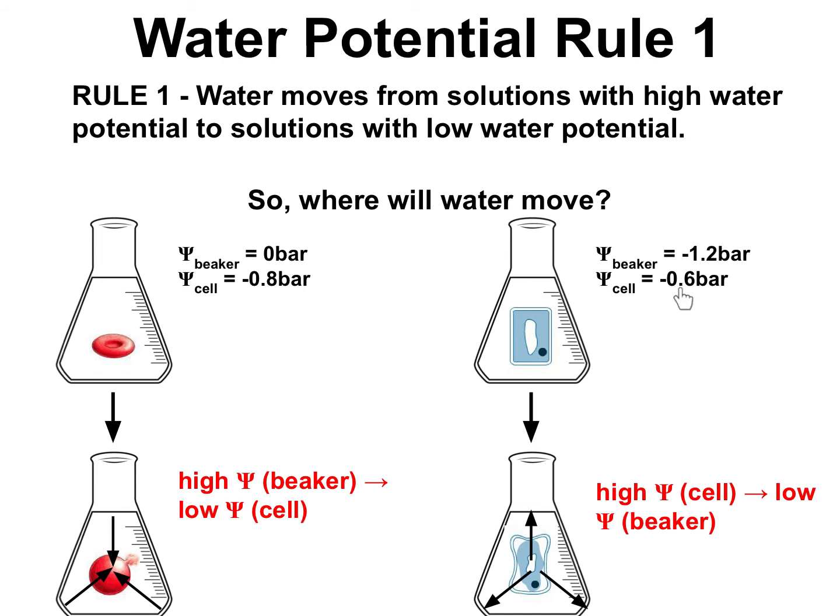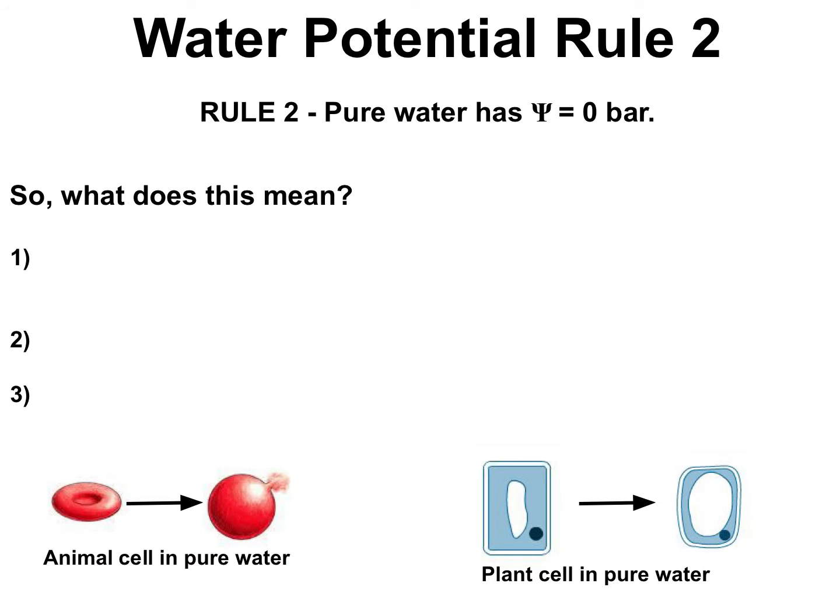In this plant cell, negative 6 bars in the cell is higher than negative 1.2 bars outside, so water will flow out of the cell. This plant cell would plasmolyze. Rule number 2 is that pure water has a water potential of 0 bars. What does this mean from a practical standpoint?